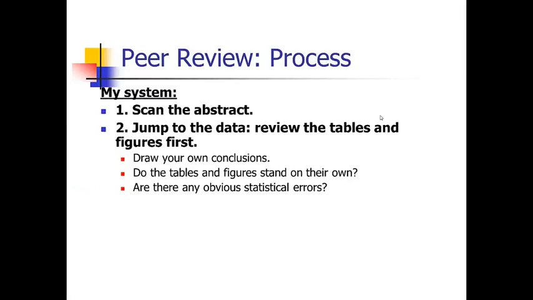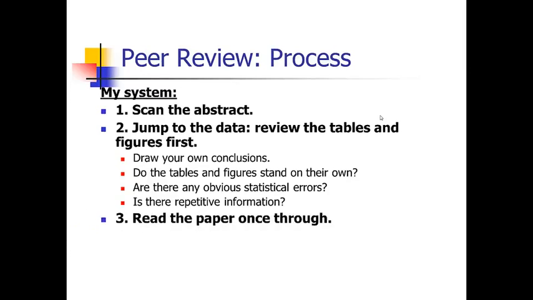If there are any obvious statistical errors, those might jump out if you're just looking at the tables and figures, so I look at those first. You might notice if there's repetitive information, like if the same information is in a table and also in a figure, you might pick that up at that point. So that's big picture, though. I look at the tables and figures to get some big picture conclusions.